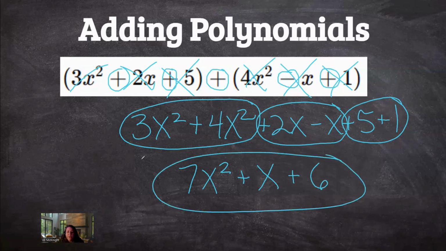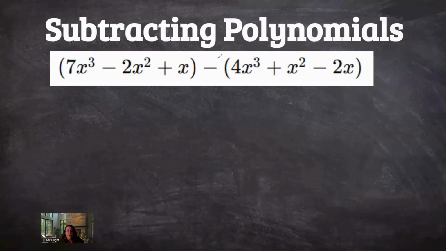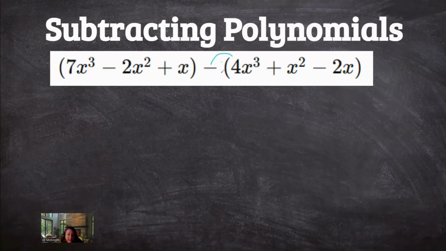So that's all there is to it. That's adding polynomials. So the next one we're going to do is subtraction. So this time we have to distribute the negative, imagine it being a -1, to all of the terms inside. So we're going to be switching some signs around.